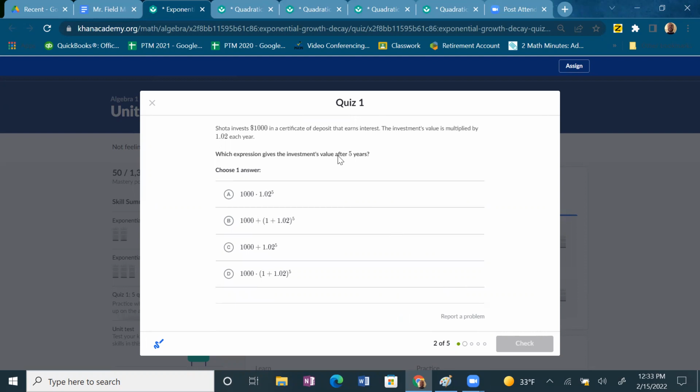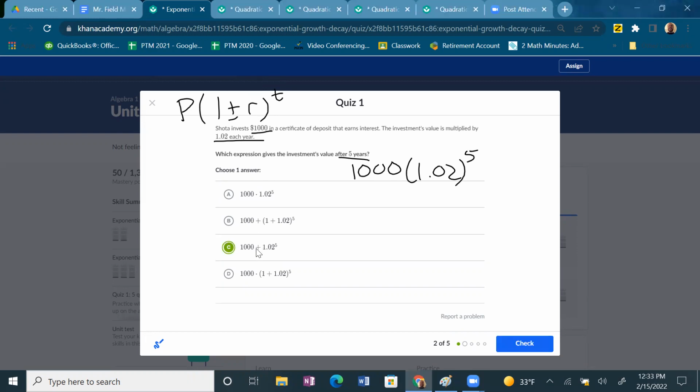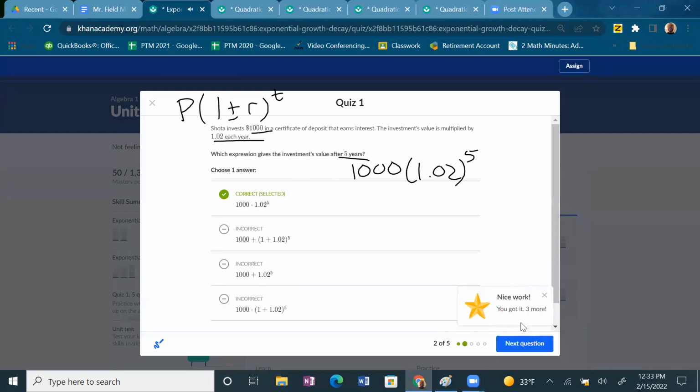Okay. Let us also remember that we have our exponential formula, and this looks like our original value, and then it's multiplied by a factor of 1.02, so that goes inside, and after 5 years, that'd be to the 5th. All right, it's not too bad. Oh, don't pick that one. It's got to be this one. Okay.